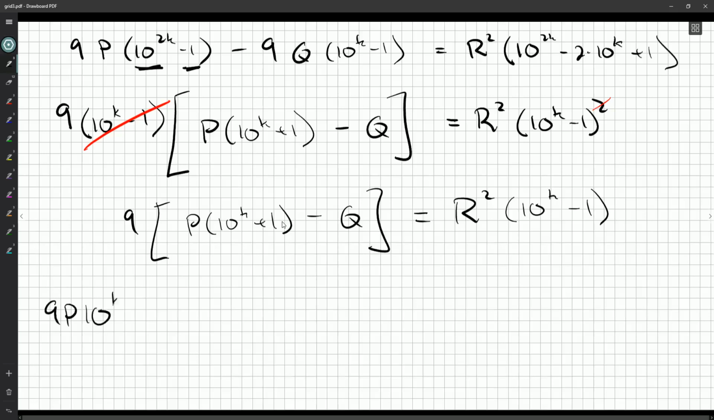9p 10 to the k plus 9p minus 9q is equal to r squared 10 to the k minus r squared. And what's going on here, sort of, is these 10 to the k's.